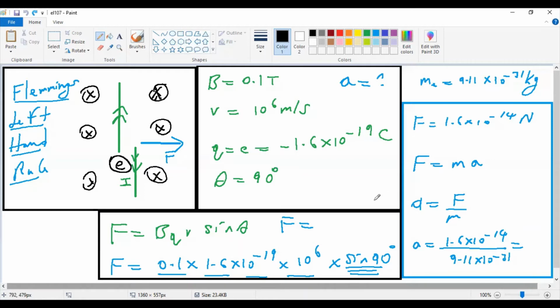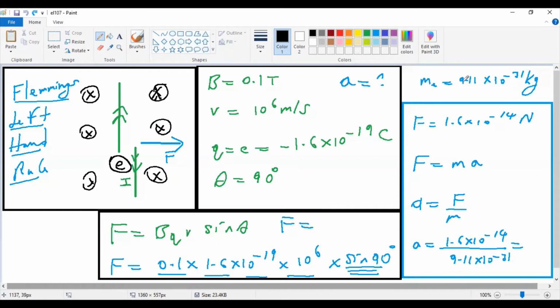And of course, we will calculate the force. The force was found to be some number. So multiply these three numbers. The force was found to be 1.6 times 10 to the negative 14 newtons.